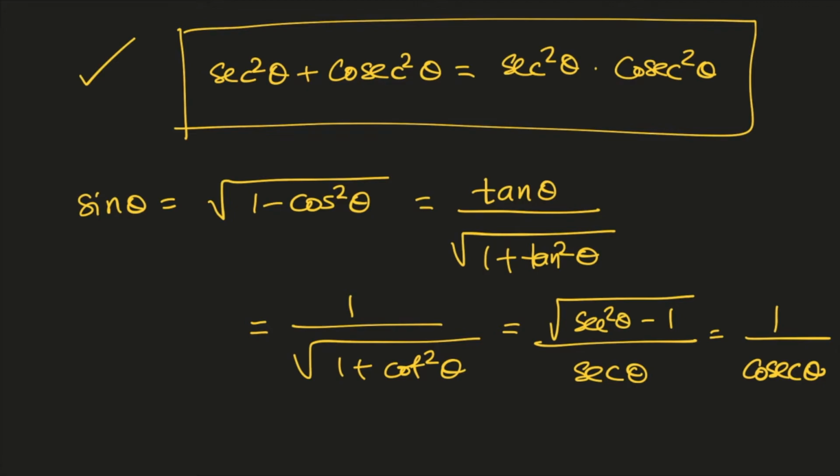So, if you see, I've written sine theta in terms of the other 5 trigonometric ratios. I have written sine theta in terms of cos theta alone, tan theta alone, cot theta alone, sec theta alone, and cosec theta alone. These kinds of transformations, these kinds of manipulations, you should be able to do as and when required. So you should have this idea.